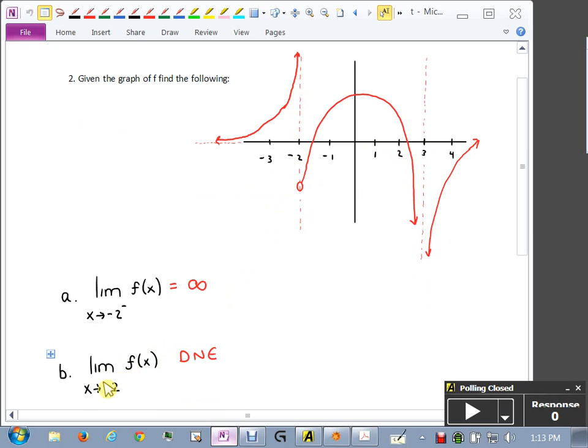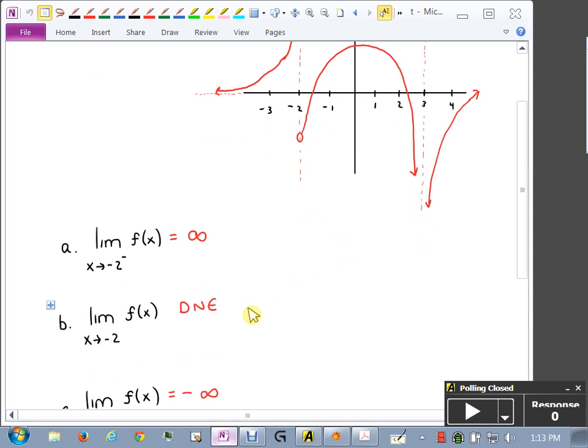What's the limit as x approaches negative 2, and I do not specify the sides? That means you have to check both left and right. For the limit to exist, it has to be going to the same place from the left and right. As I came in from the left, it went to positive infinity. When I come in from the right, where's it headed? Well, not positive infinity, right? And since they're not going to the same place, the limit does not exist.